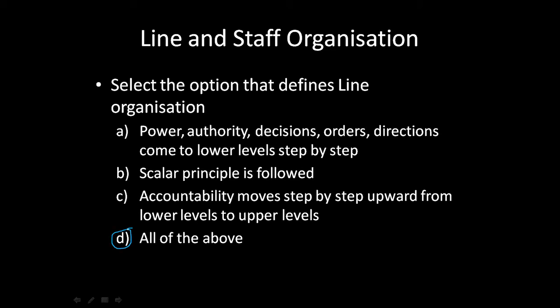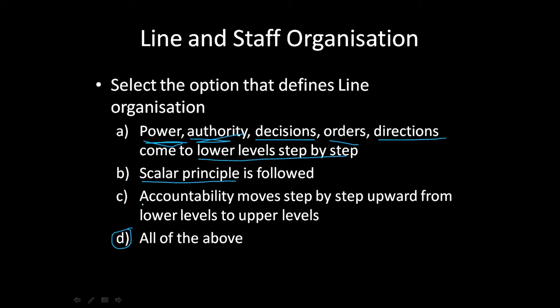Why is it option D, all of the above? First of all, what happens in a line organization? We have one singular head, so the scalar principle is followed. One commander, okay? One person to take the decisions and give the directions. So we have one head. From that person flows power to lower levels, authority to lower levels. From that person or that post, decisions and orders and different directions flow step by step to different lower levels.